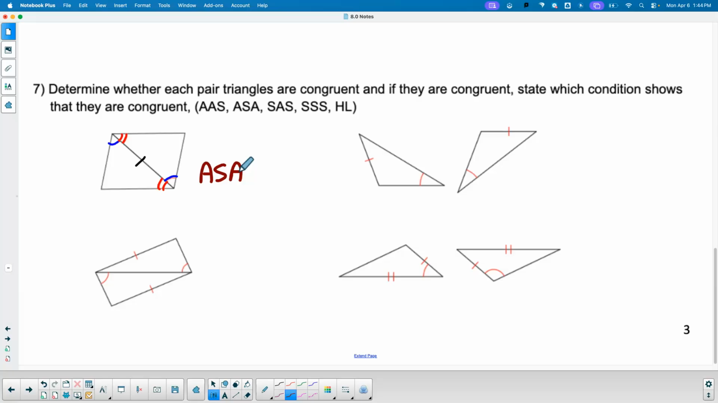How many things do we have congruent in upper right? 2. So can I say that they're congruent? No, can't say they're congruent because I only got 2. They don't share a side. They don't have anything else. So that's a not congruent case.